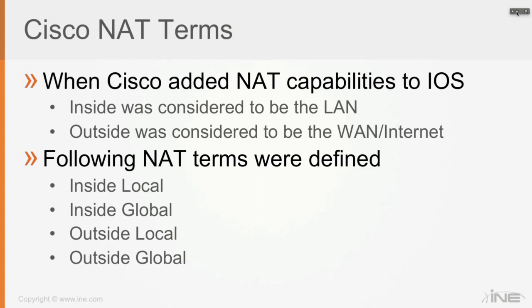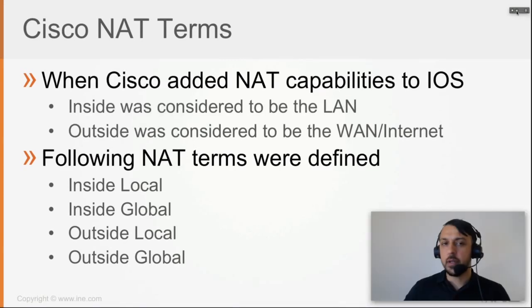based on that initial design of NAT, inside being the LAN side and outside being the WAN or the internet side, they defined the following NAT terms. We have inside local and inside global, outside local and outside global. And there's a lot of confusion about what those terms mean and how to remember them. Because again, we have to understand how NAT was designed by Cisco, what their mindset was and what the scope of NAT was in order to understand those terms.